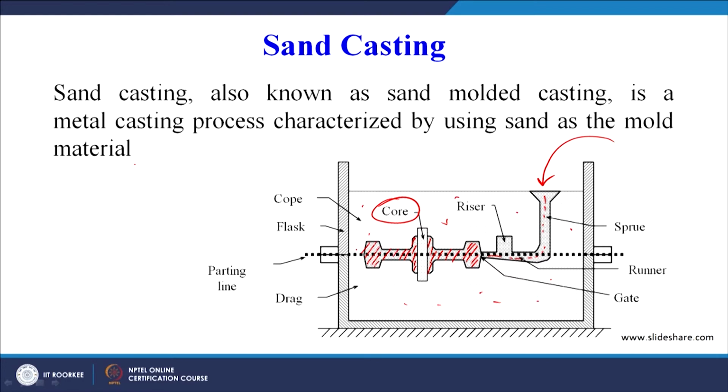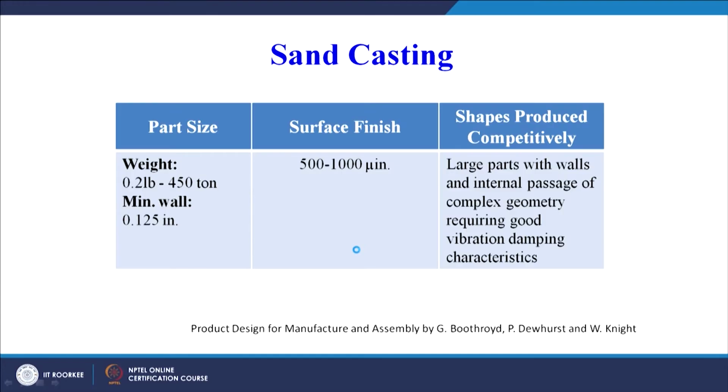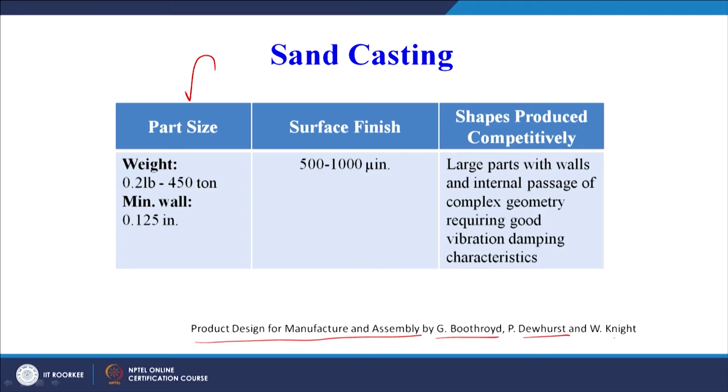So now this process has got certain capabilities. Now let us see what the capabilities are. This is a source for this information: Product Design for Manufacture and Assembly by Boothroyd, Dewhurst and Knight. So from this book this data is available. There can be additional data which is available. So we can see one of the criteria, that is part size. From the part size point of view, the weight can be from 0.2 ounce to 450 tons, and minimum wall is 0.125 inch. So this is the minimum wall thickness which is possible using the sand casting process.